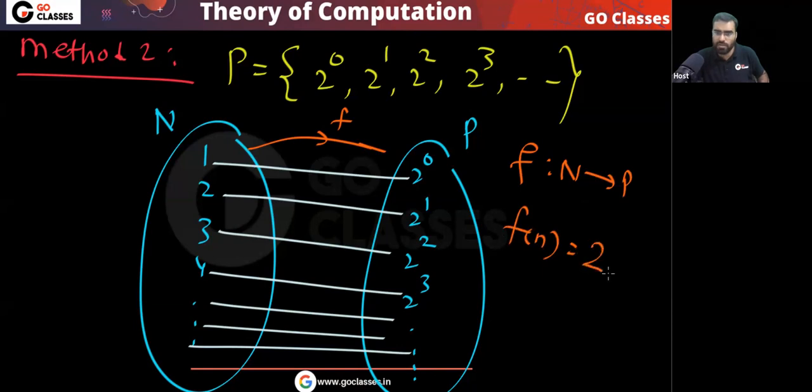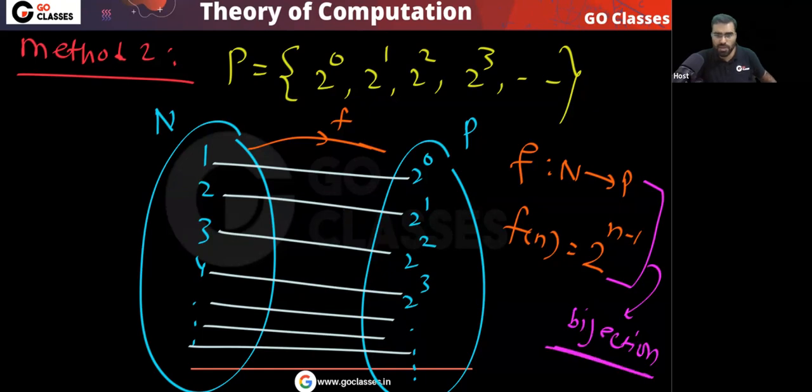F(n) equal to what? What is the image of n? That is 2 power n minus 1. You can check, this is a bijection. You can easily notice this is a one-to-one correspondence. So that's it. So we have created a bijection, so there exists a bijection between P and N.